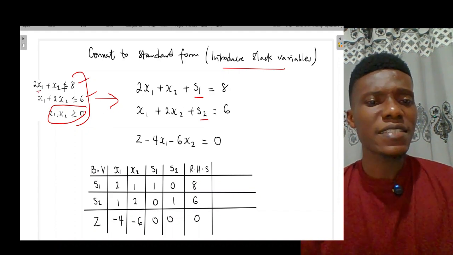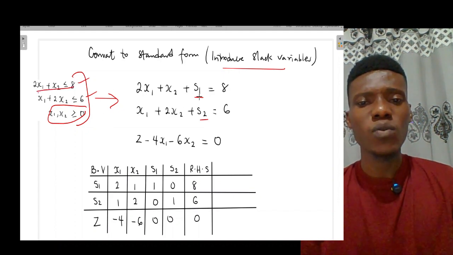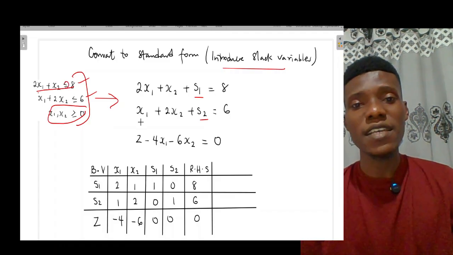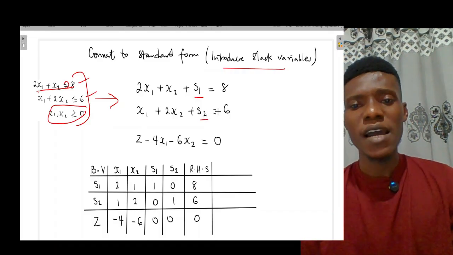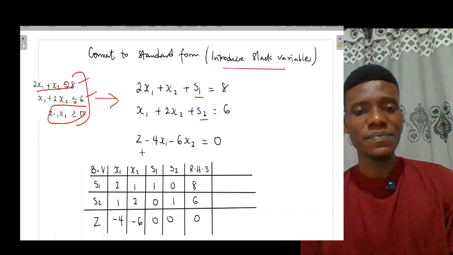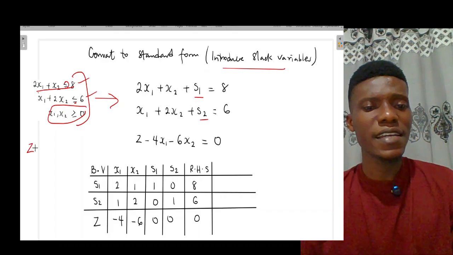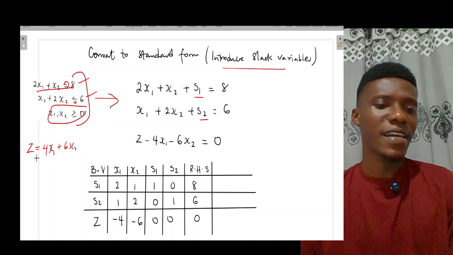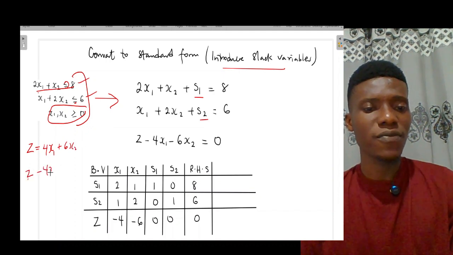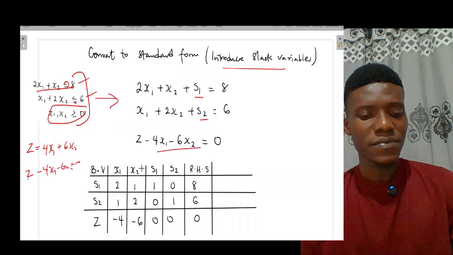So now, since we have just two constraints and we are introducing variables s1 and s2, to write this in standard form, we only add s1 to it and change the inequality sign to an equality sign. The same thing for the second inequality: add the second slack variable and change the inequality sign to an equality sign. Then for z, instead of writing z equals 4x1 plus 6x2, we bring the right hand side to the left hand side to meet z, and that gives us z minus 4x1 minus 6x2 equals 0, and that's how we got this.